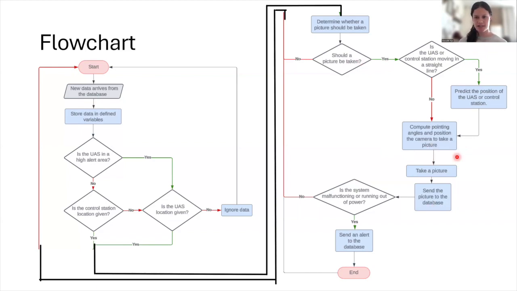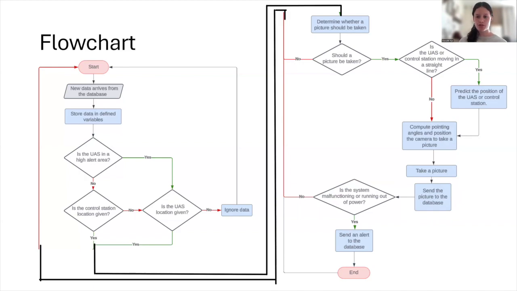So after the pointing angles are computed, which we'll go over in the analysis section, a picture should be taken, sending the pictures to the database according to constraint 5. Once the picture is sent, the system should ask itself, is there a malfunction? Is there an error? And if there's an error, an alert will be sent.